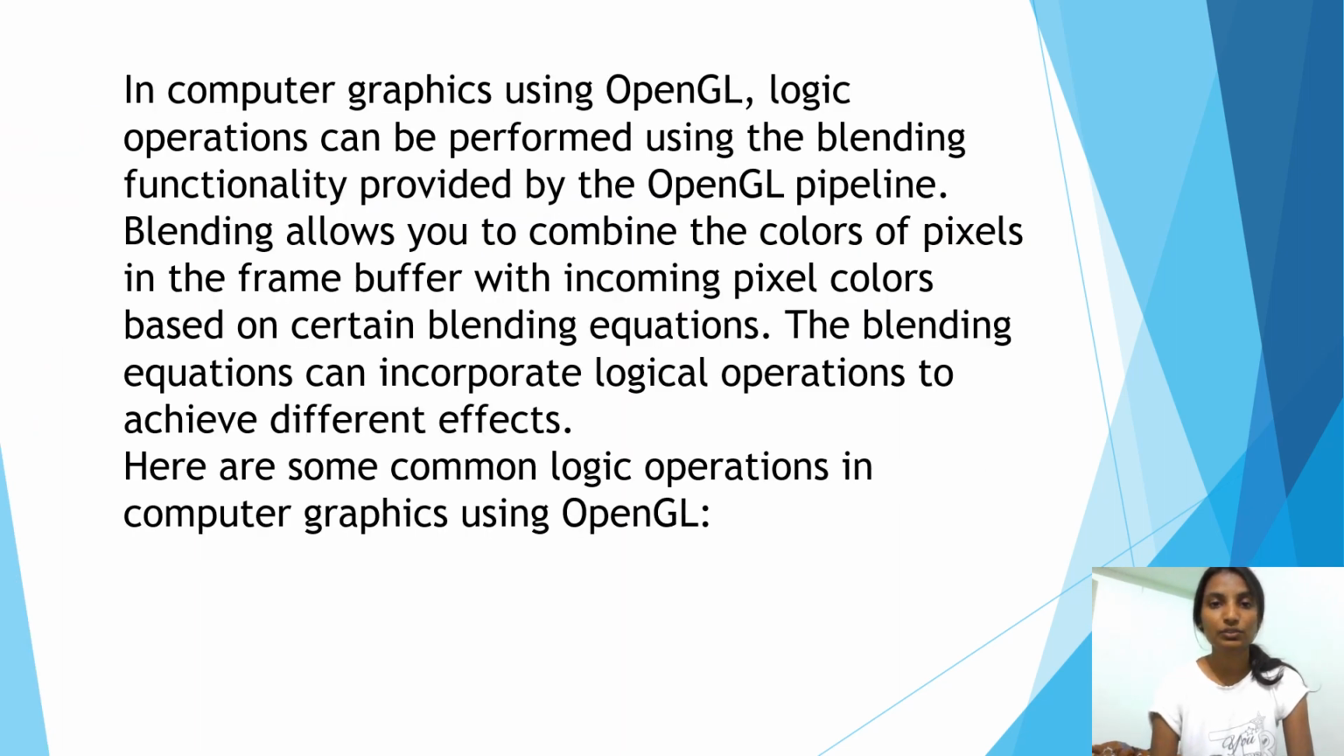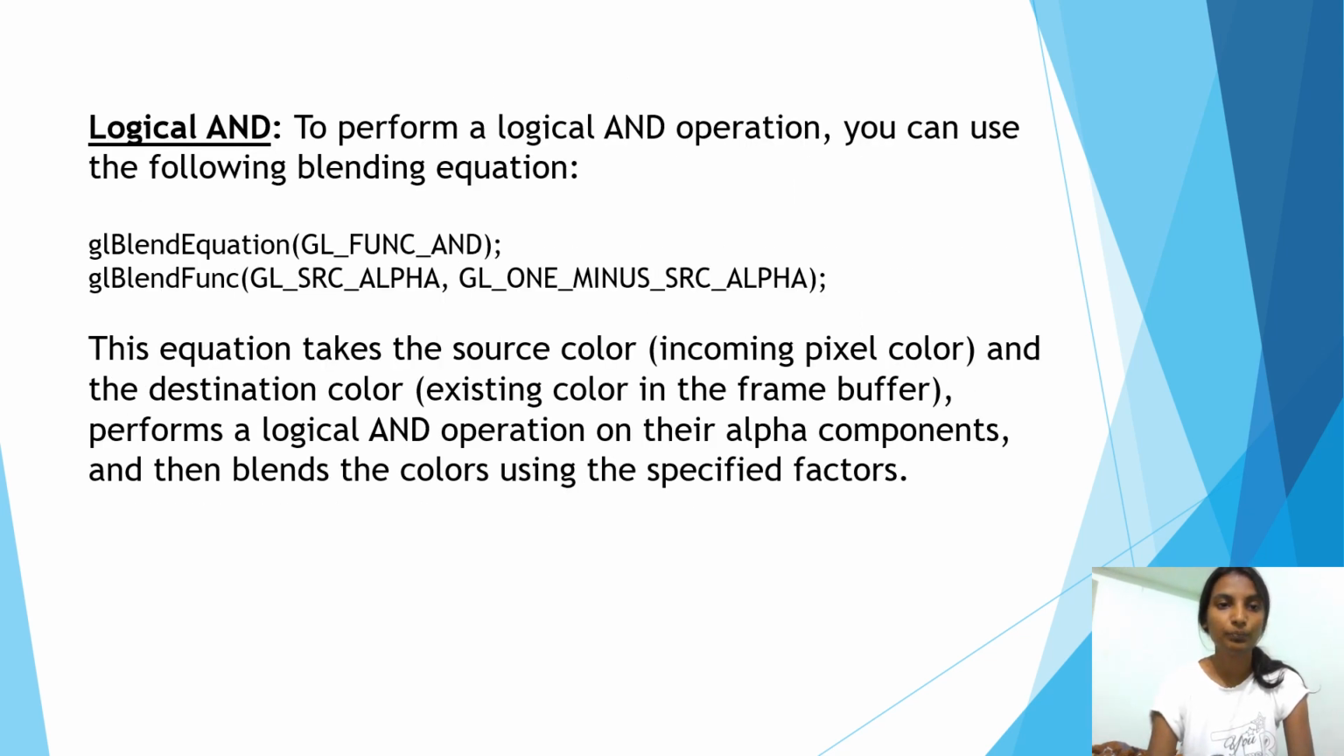In computer graphics using OpenGL, logic operations can be performed using the blending functionality provided by the OpenGL pipeline. Blending allows you to combine the colors of pixels in the frame buffer with incoming pixel colors based on criteria, blending equations. The blending equations can incorporate logical operations to achieve different effects.